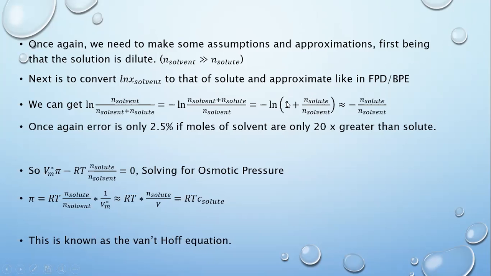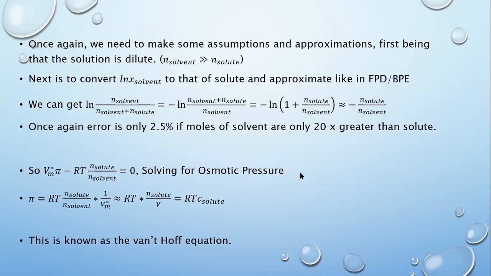And then we would say that, with that approximation, 1 plus any number at a small concentration is going to be just negative N solute over N solvent. So we're making that approximation. So that's a little bit of error. Once again, error is only 2.5% if the moles of solvent are 20 times greater than the solute. As it gets closer and closer together, then it gets bigger.